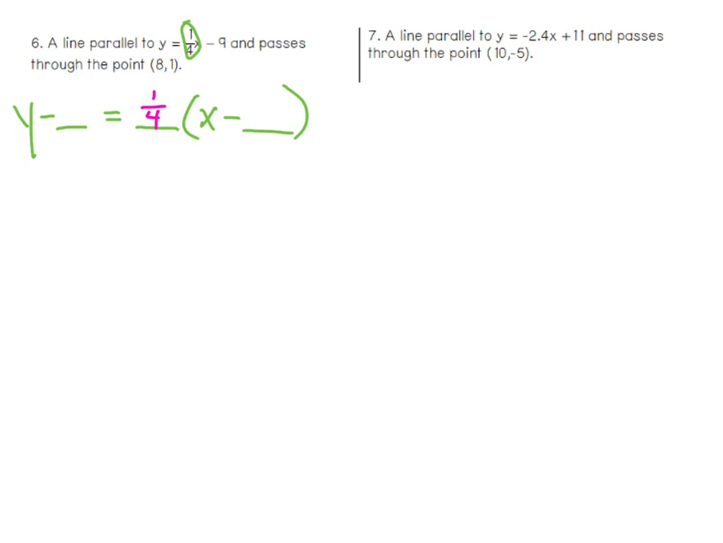And that's where we're going to put it. Then we're going to put the other 2 points, 8 and 1, and we're going to clean it up. 1/4 of x, 1/4 of 8, and then we're going to add 1 to both sides and finish it off.